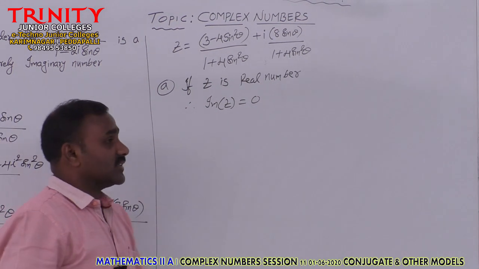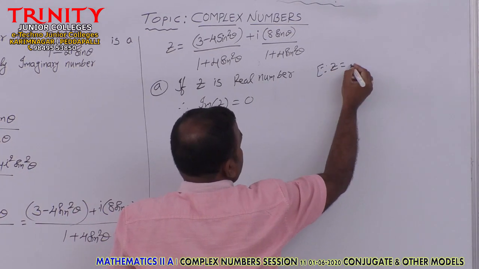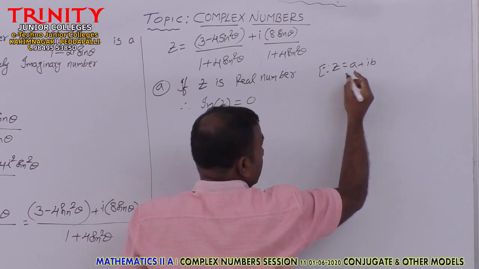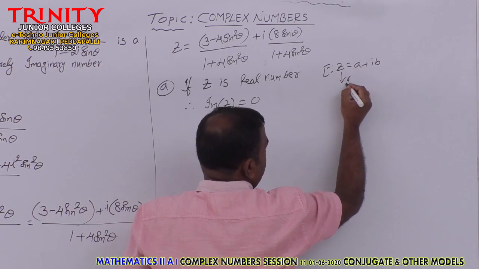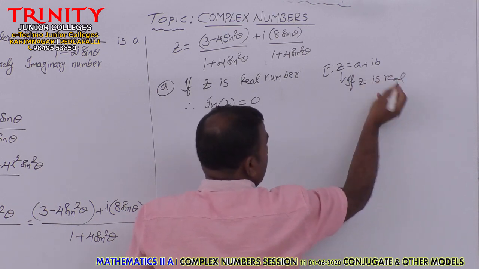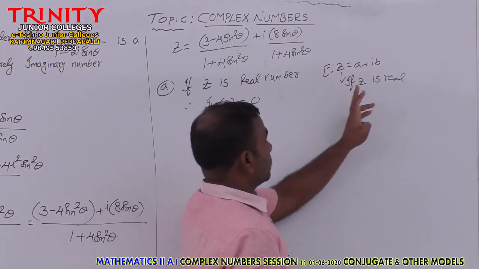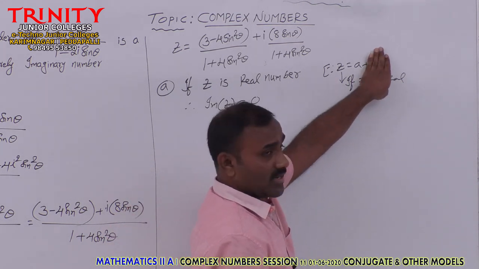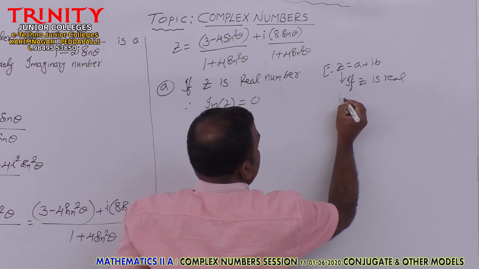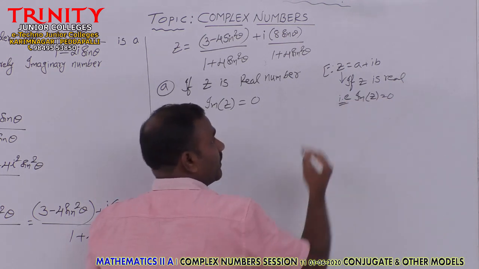If z is real, z is equal to, suppose, a plus ib. If z is real, what does that mean? There is no imaginary part. If z is real, there is no imaginary part. That is, imaginary part of z equal to 0.